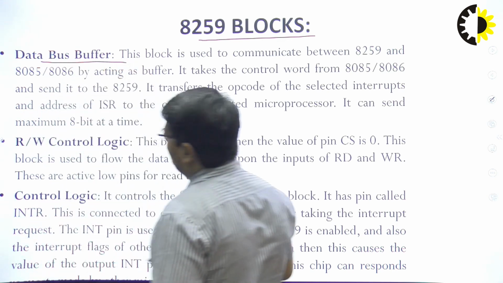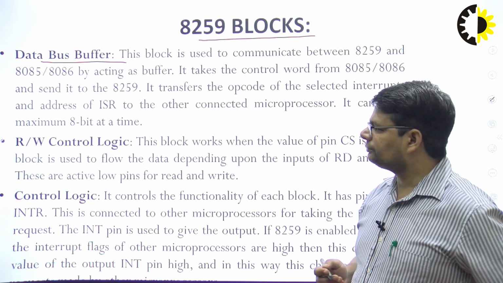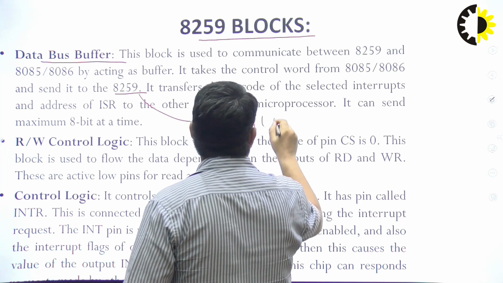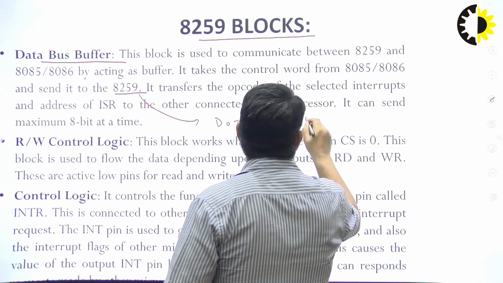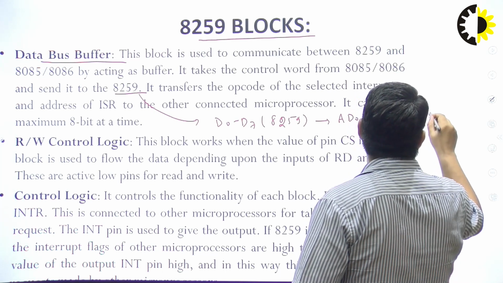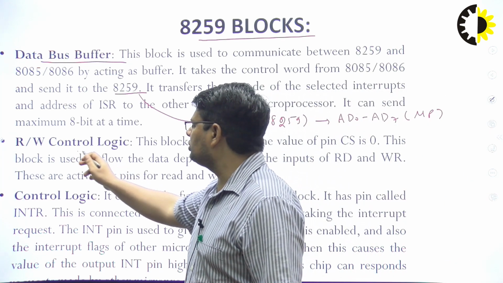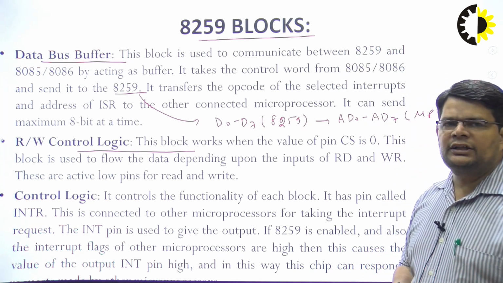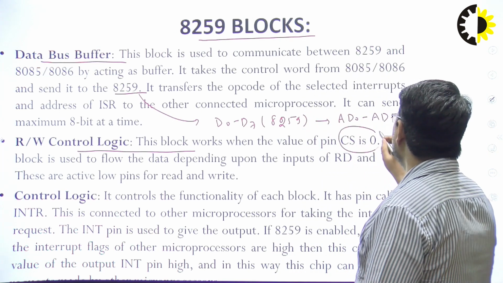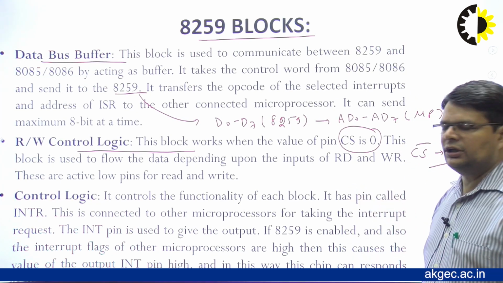Data bus buffer: it is connected with the 8-bit address and data lines of the microprocessor, that is D0 to D7 of 8259 is connected with AD0 to AD7 of the microprocessor, that can be 8085 or 8086. Again, the read write control logic is used for deciding the direction of data flow. This will work when the chip select pin is enabled, that is, the CS bar pin is connected with logic 0. So the direction of data flow will be decided.